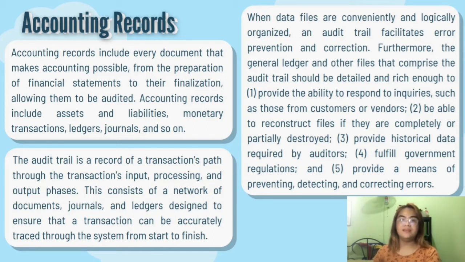of creating liabilities. When data files are conveniently and logically organized, an audit trail facilitates error prevention and correction. The audit trail is a record of a transaction's path through the transaction's input, processing, and output phases. Furthermore, the general ledger and other files that comprise the audit trail should be detailed and rich enough to first provide the ability to respond to inquiries such as those from customers and vendors. Second, be able to reconstruct files if they are completely or partially destroyed. Third, to provide historical data required by auditors. Fourth, to fulfill government regulations.